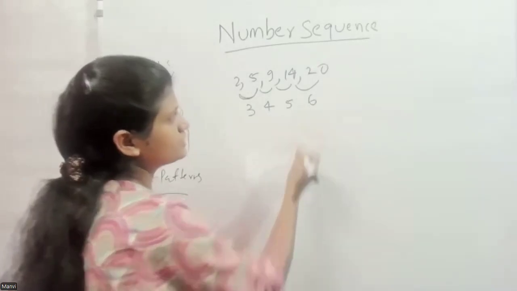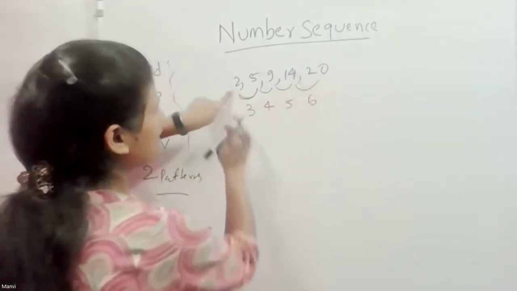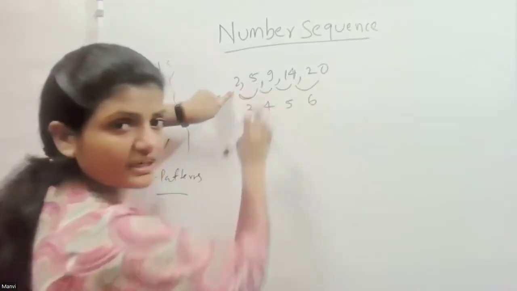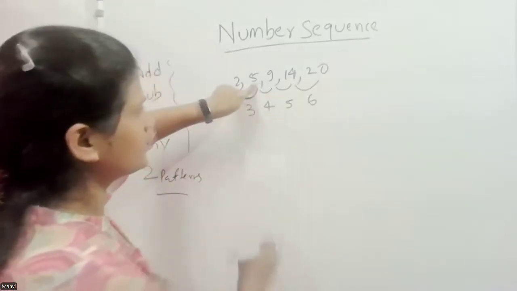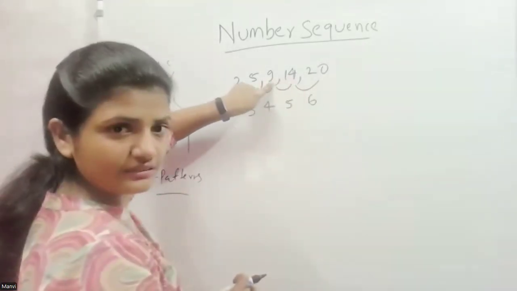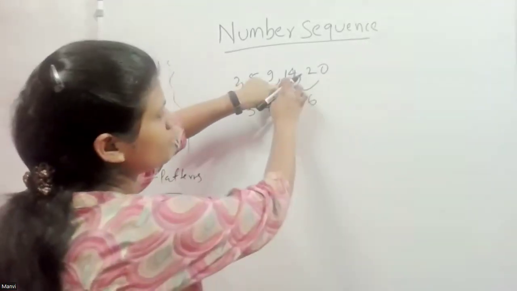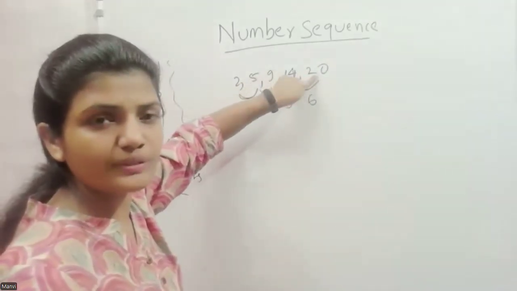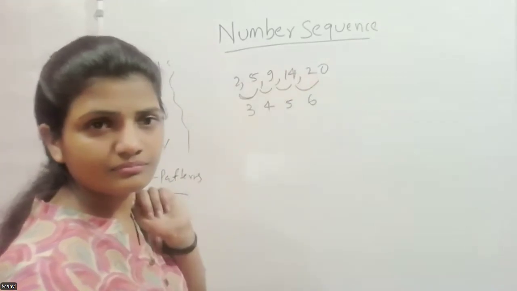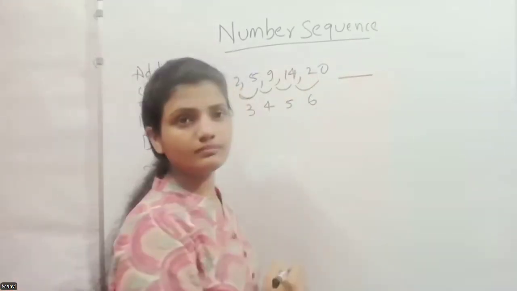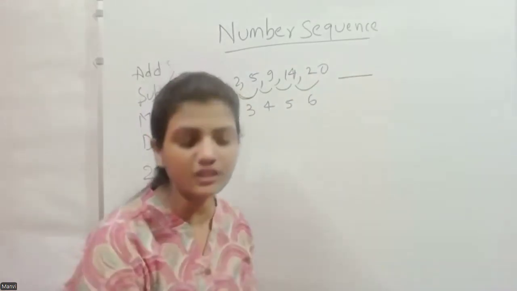So what we see is that it is increasing one by one. Here, if we add 3 to this 2, we get 5. If we add 4 to 5, we get 9. If we add 5 to 9, we get 14. And if we add 6 to this 14, we get 20. Then what do we need to add to this 20? 7. And then what will be our answer? 27. Very good.